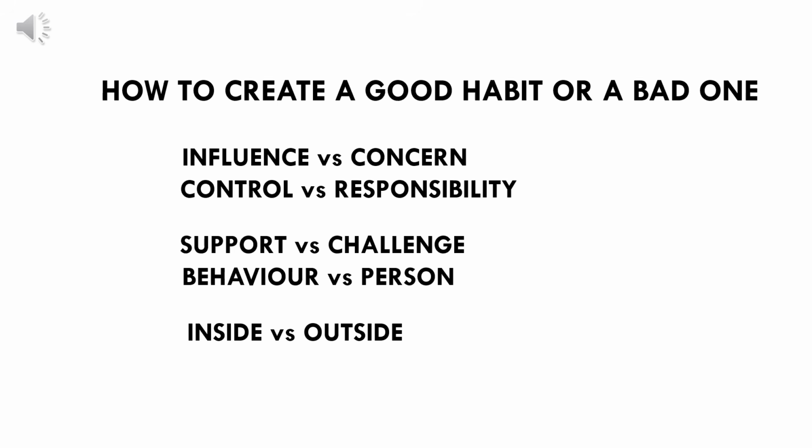These are the 5 rules to create a good or a bad habit. The 5 rules are: use influence, not concern. Control and responsibility have to be equal. Support and challenge have to be equal. In positive situations, it's about the person, but in negative situations, it's about the behaviour. And finally, you stay inside yourself to solve problems, don't go outside yourself. These are the guiding principles, and now we'll go on and have a look at the detail.